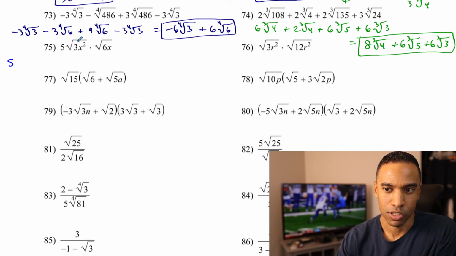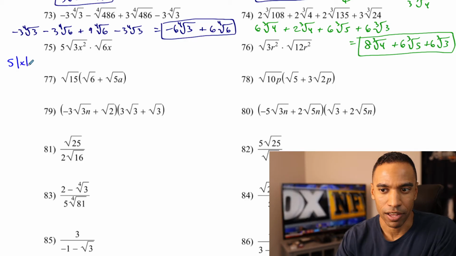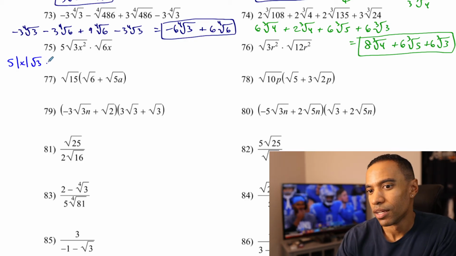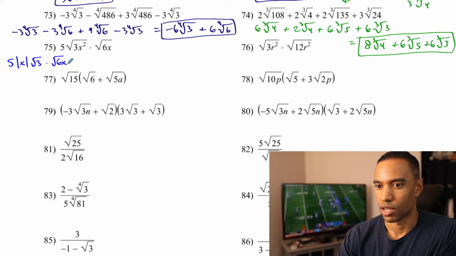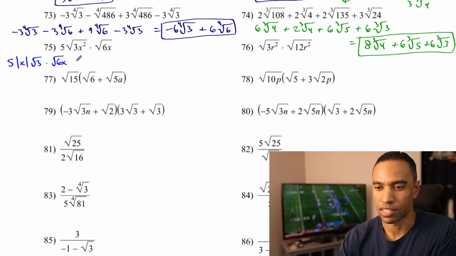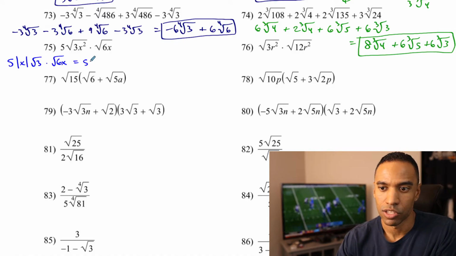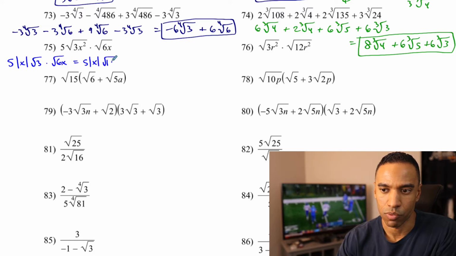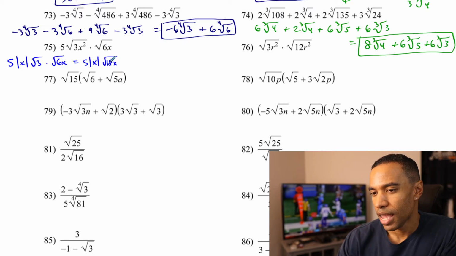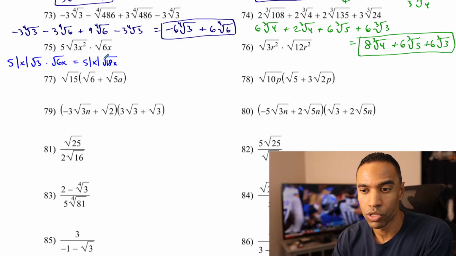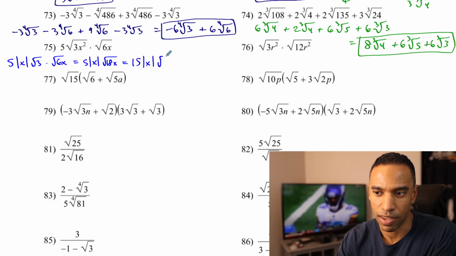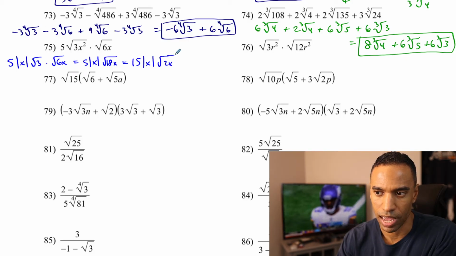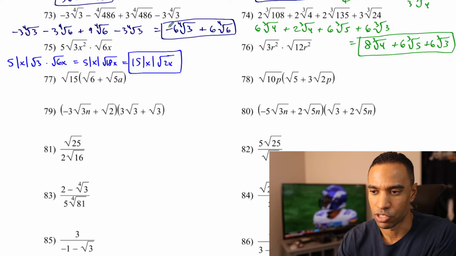5 times the square root of x squared is the absolute value of x times the square root of 3 times root 6x. Root 3 times root 6x is root 18x. So, and that can actually simplify. So 5 times the absolute value of x times root 18x. Square root of 18 is 3 root 2. 3 times 5 is 15. That becomes 15 times absolute value of x root 2x. That would be an answer.